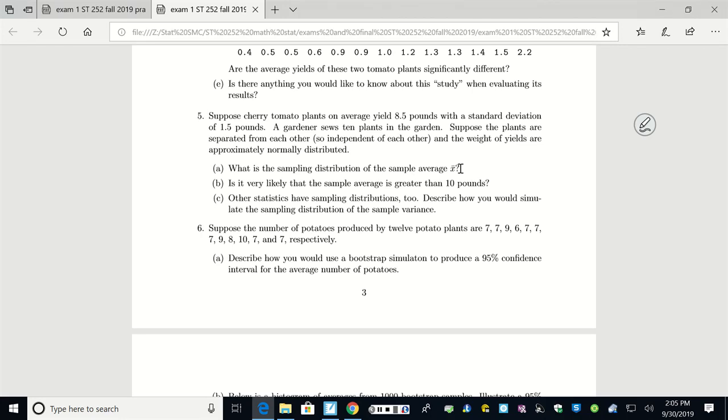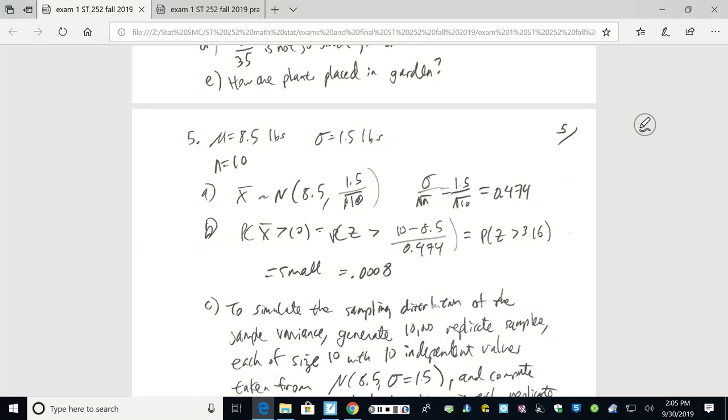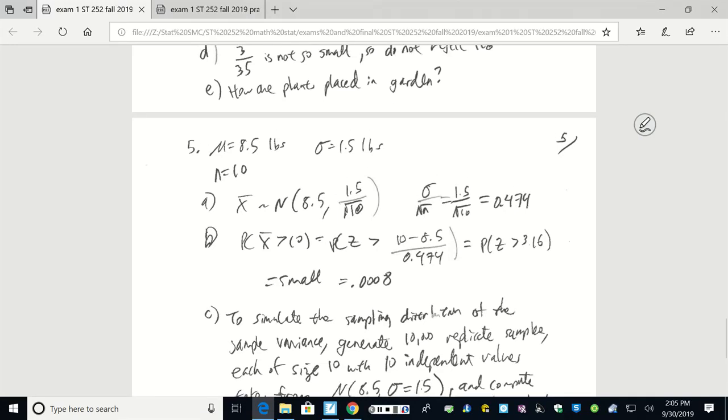And if you have your calculator, this would be the new sampling distribution. And so the standard error is this 0.474 pounds. Well, that would be pounds, because everything's in pounds. And so it asks, what's the chance that your average is greater than 10?